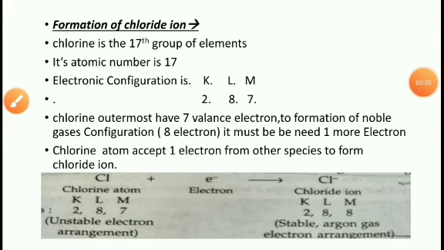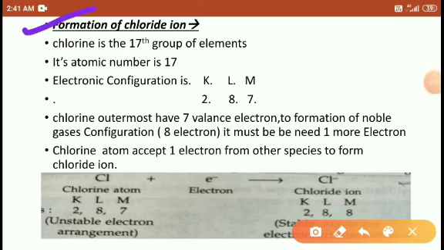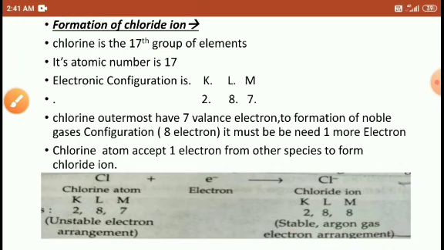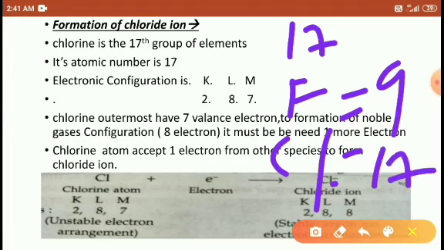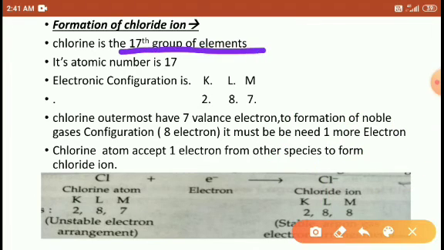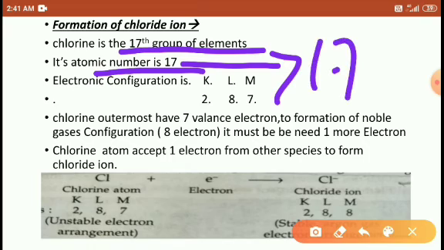Right, students? Formation of chloride. Chlorine is a group 17 element. In group 17 we have fluorine and chlorine. Fluorine has atomic number 9, chlorine is 17. It is a group 17 element. Atomic number is 17, which means it contains 17 electrons or 17 protons.